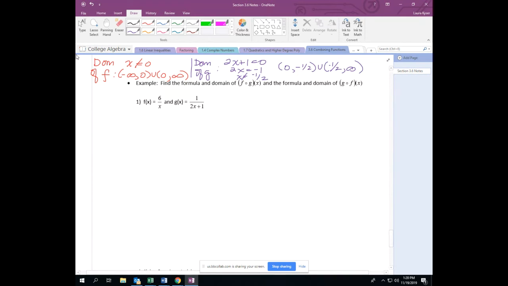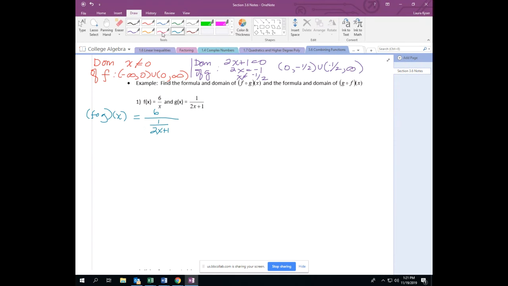So now let's find our compositions. We want to start now with the composition f of g of x. Remember, these are worked right to left, so that means the g function is going into the f, taking this whole thing and putting it under here in the denominator. That looks like 6 over 1 over 2x plus 1.